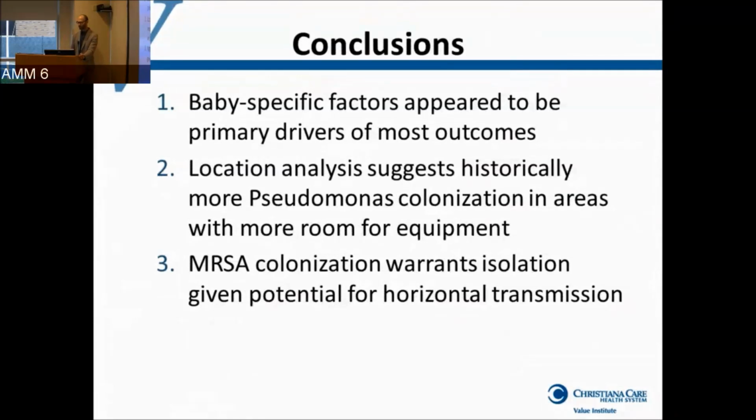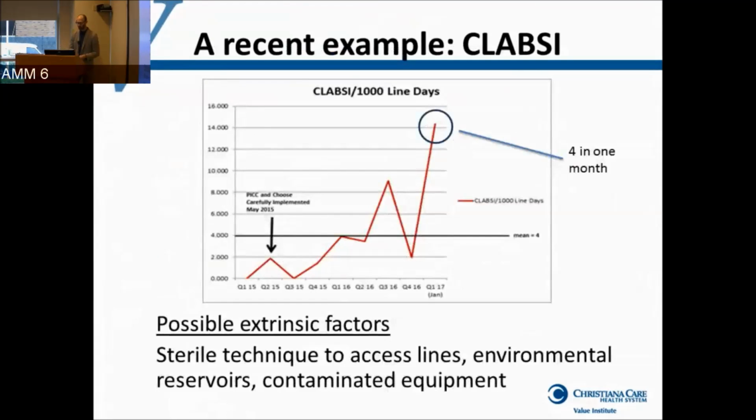That the baby-specific factors that we looked at appear to be primary drivers of most of the outcomes as opposed to the environmental factors. The location analysis suggested that historically, more Pseudomonas endotracheal tube colonization happened in areas with more room for medical equipment. And lastly, that MRSA colonization, based on this neighboring influence, really warrants isolation, placing these babies in isolation rooms in the unit, given this potential for horizontal transmission and the roughly 30% increased risk for invasive infection that happens when you're colonized.